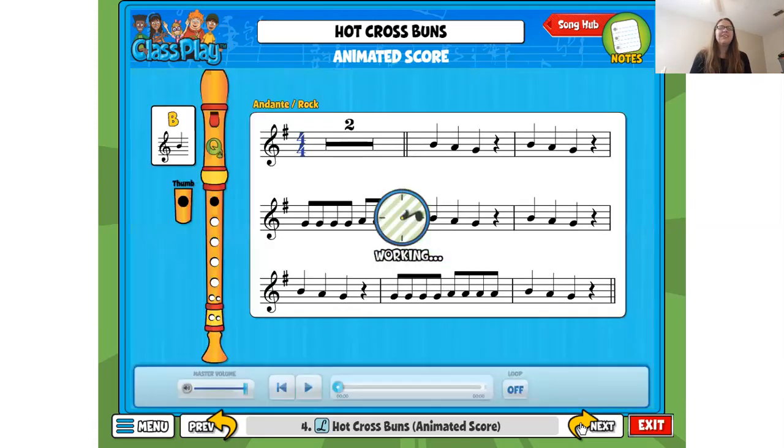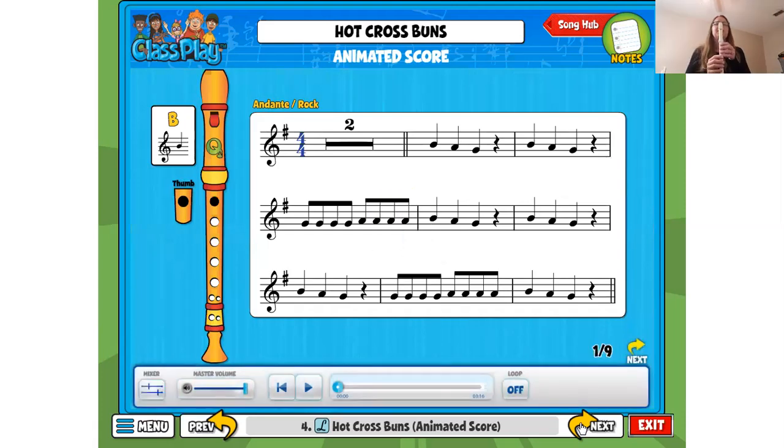And here is Hot Cross Buns. Yay, the best. Okay, so Hot Cross Buns. The notes are, we're going to say it, not play it. B-A-G, B-A-G. Now these fast notes are G, G, G, G. So you stay on G. Don't move those fingers around. Stay on G, G, G, G. Then lift that finger. Now you're on A, A, A, A. Then we have B, A, G. B, A, G. G, G, G, G, A, A, A, A, B, A, G.